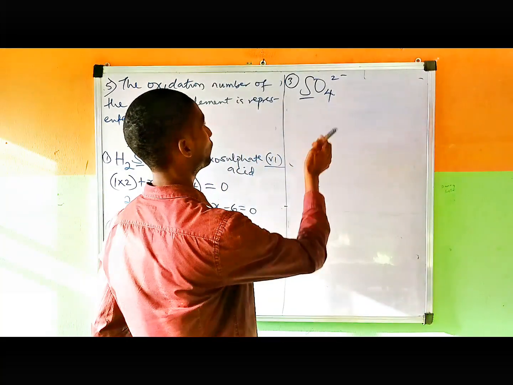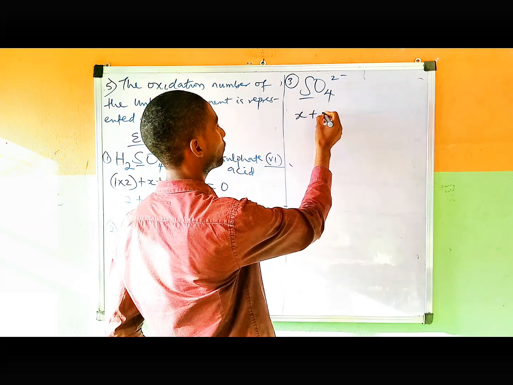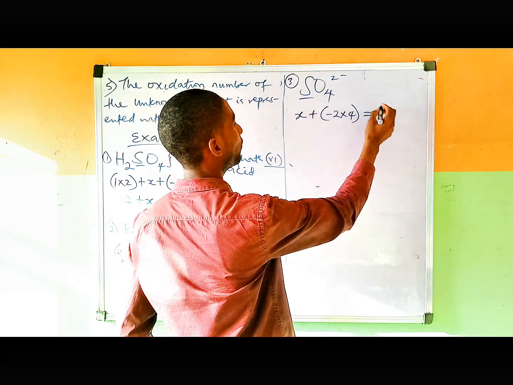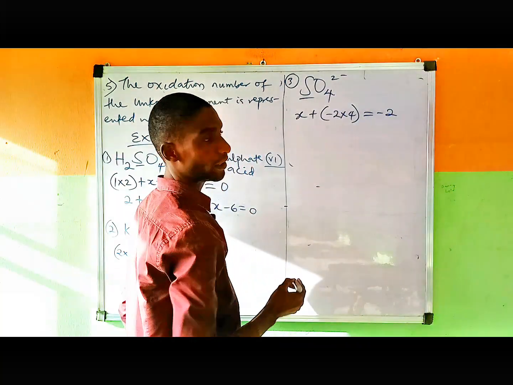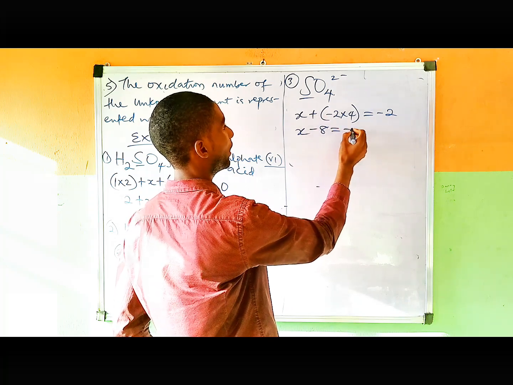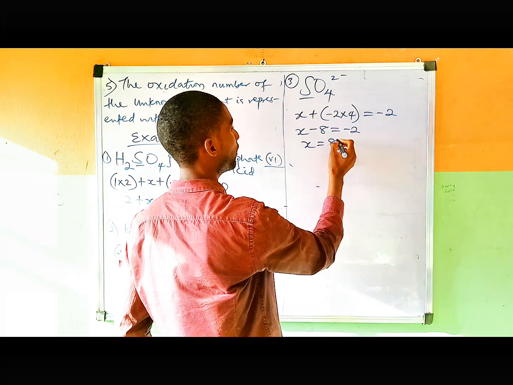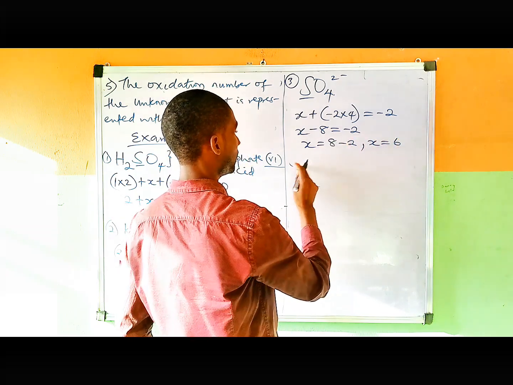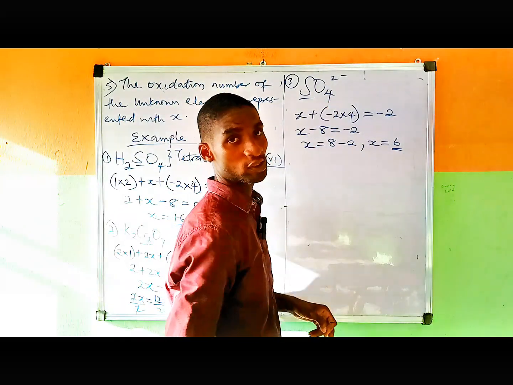So what you do is, you represent this with X, so you have X plus, oxygen is minus 2 times 4, all will be equal to minus 2. Then you have X minus 8 equals minus 2. This crosses here, your X is equal to 8 minus 2. X equals 6. Therefore, the oxidation number of sulfur here is plus 6.